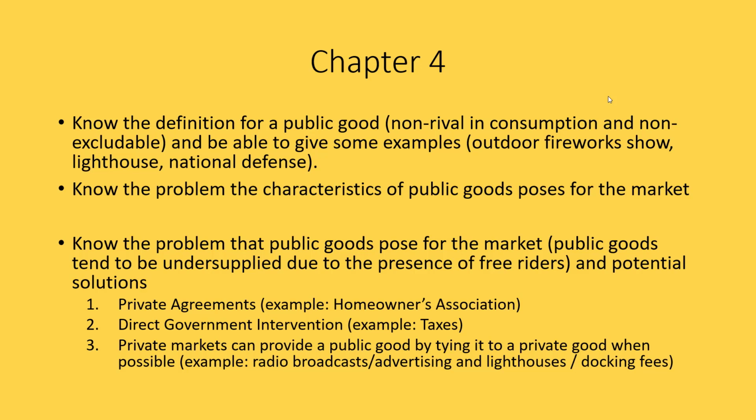One, you could have private agreements, for example, like a homeowners association, where private individuals get together and agree to pay for this as a group. Again, this is easy to do if transaction costs are low and bargaining is easy. This is kind of similar to that whole Coase theorem idea.